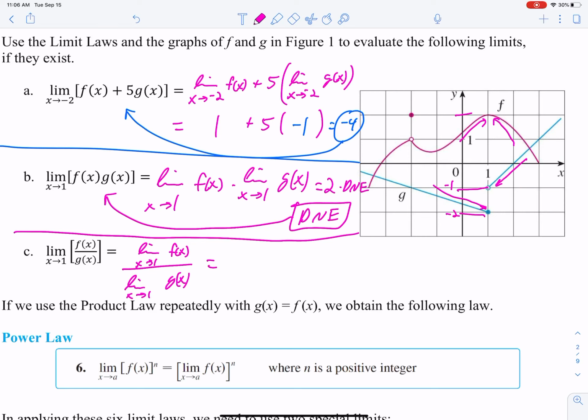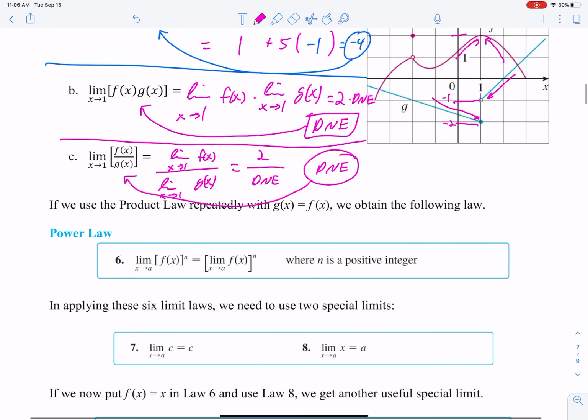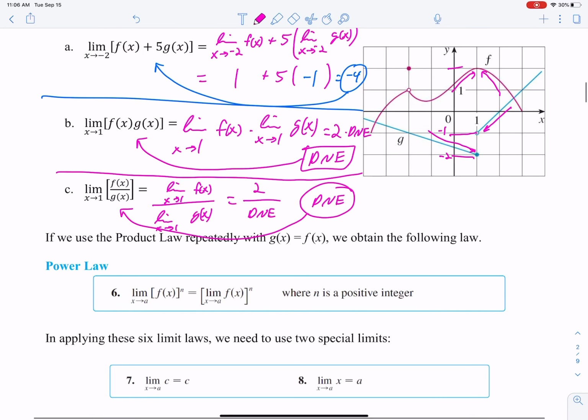All right, so we already found the limit as x approaches 1 of f of x, and that's a 2. G of x at 1 does not exist. Again, this is not technically an appropriate mathematical statement. It's just notation at this point. So we know this entire limit does not exist. Okay? All right.